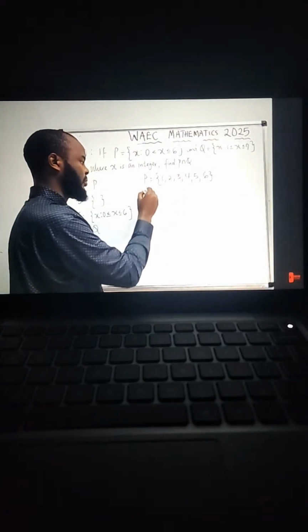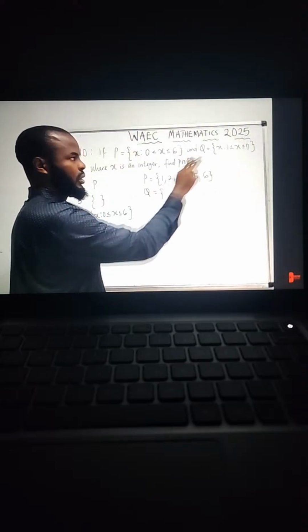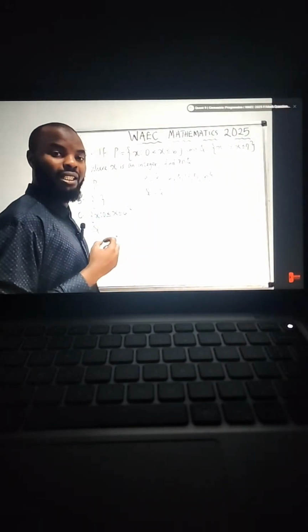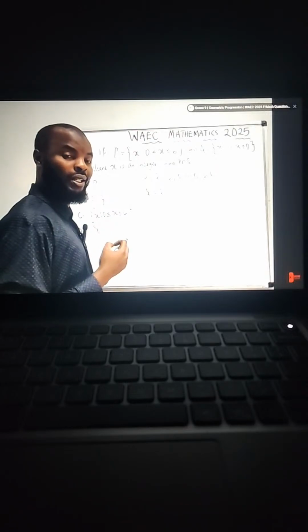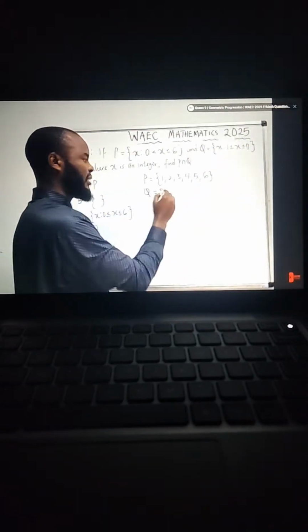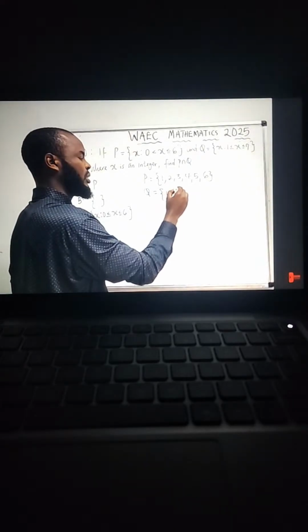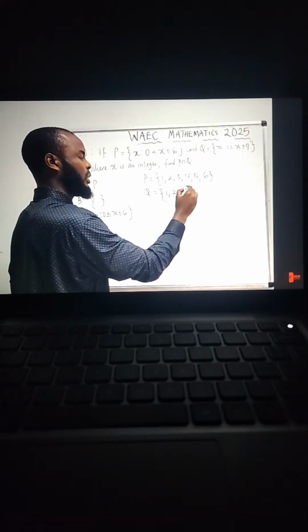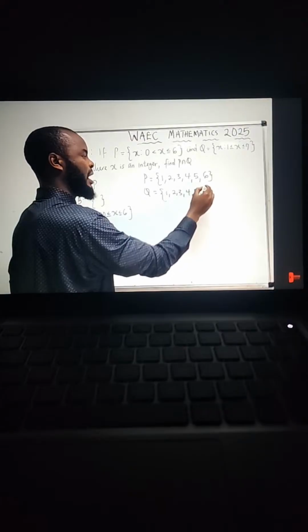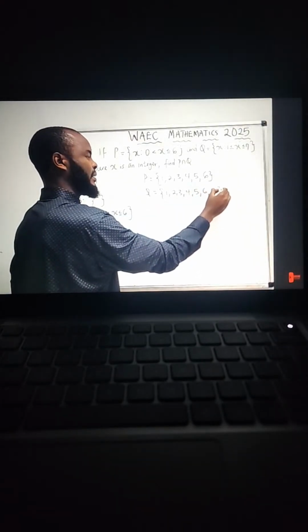What about Q? Here we have X such that 1 is less or equal to X, less or equal to 7. That means 1 is inclusive, and also 7 is inclusive. So here we have 1, 2, 3, 4, 5, 6, and then 7.